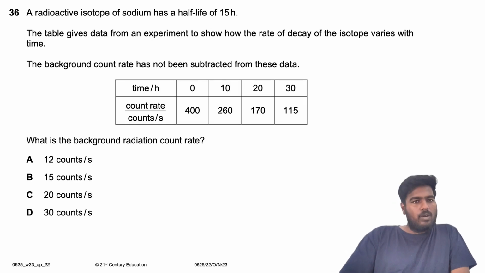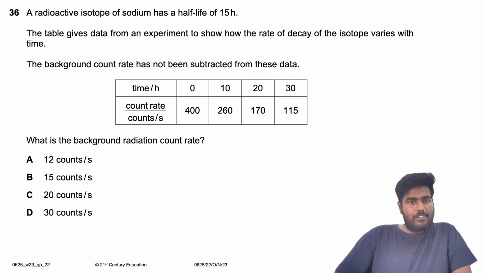A radioactive isotope of sodium has a half-life of 15 hours. The table gives data from an experiment to show how the rate of decay of the isotope varies with time. The background count rate has not been subtracted from the data. From this data, what is the background radiation count rate?